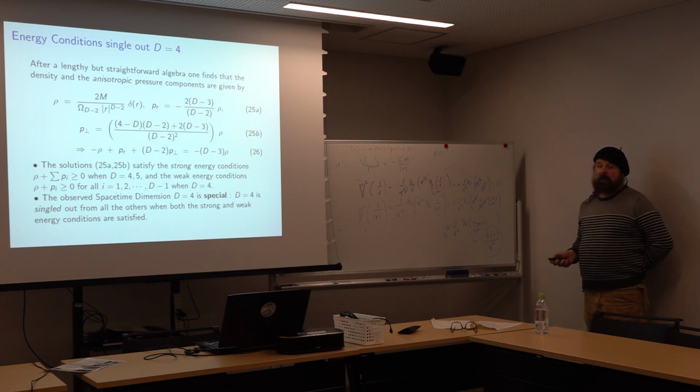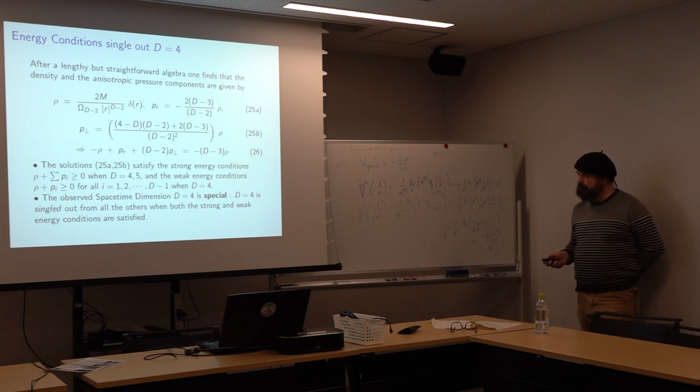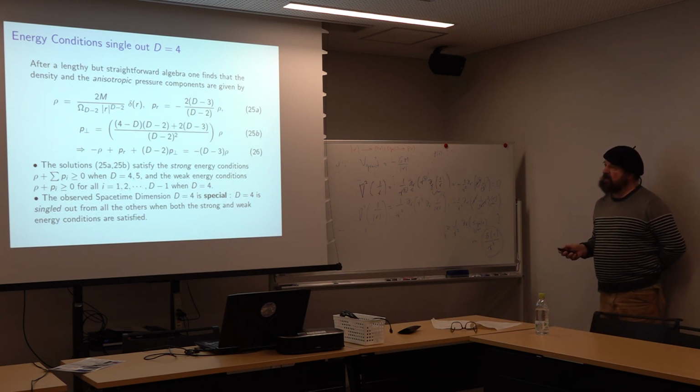Okay, so now the main point of all of this is that if you look at these equations over here, you're going to see that all these solutions, 25A and 25B, satisfy the strong energy conditions, which is given by this formula. When you take the density and you sum over all the pressure components, you obtain something which is greater or equal to 0 only when the dimension is equal to 4 or 5. And the weak energy conditions are satisfied only when the dimension equals 4.